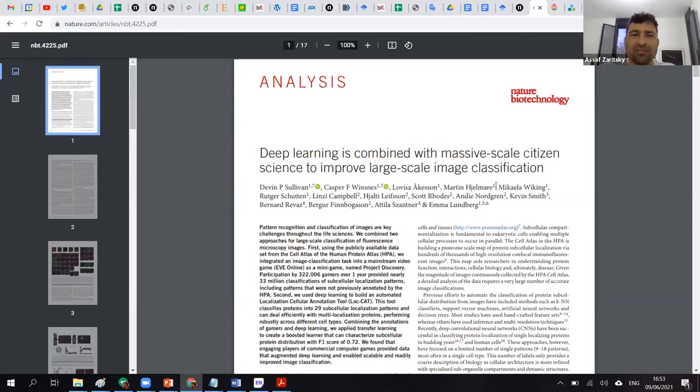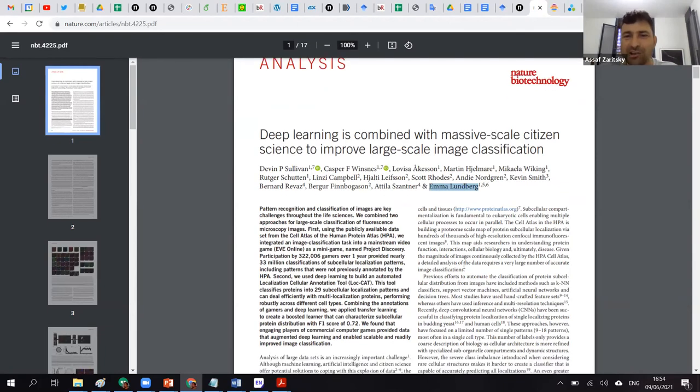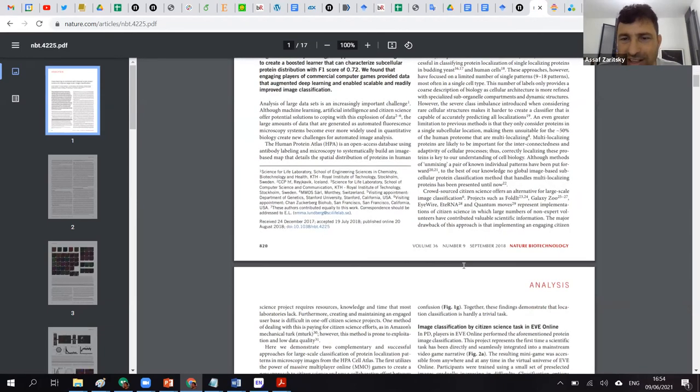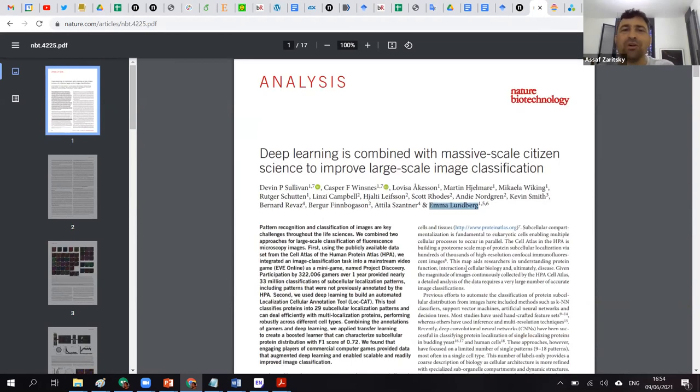And one thing that I thought was just cool, and I heard Emma Lundberg talk about it, she has a very cool slide deck on that. It's already an old paper, I mean, it's not very old, it's end of 2018. But what they did is they used citizen science. They had many, many images and wanted to annotate them, and they didn't want to use the expensive biologists' time. So what they did, they created a computer game.